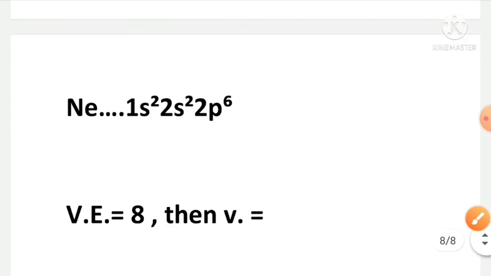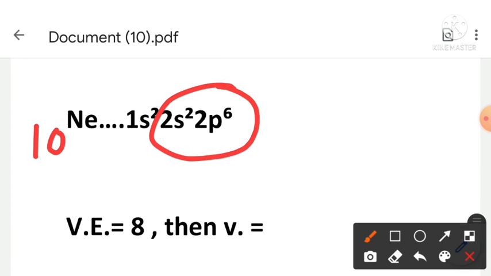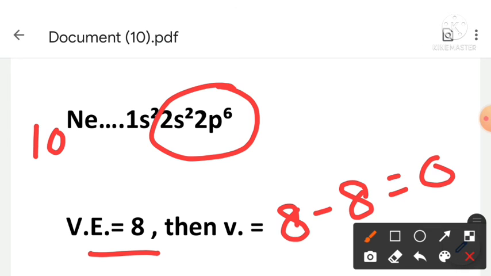Now we derive the neon. We know that Z of neon is 10. So we write electronic configuration 1s2, 2s2, 2p6, and its outermost shell is 2s2, 2p6. And here number of valence electron in neon is 8, and by using the octet law we derive valency of neon, 8 minus 8 is equal to 0, because it is a noble gas, also known as the inert gas.